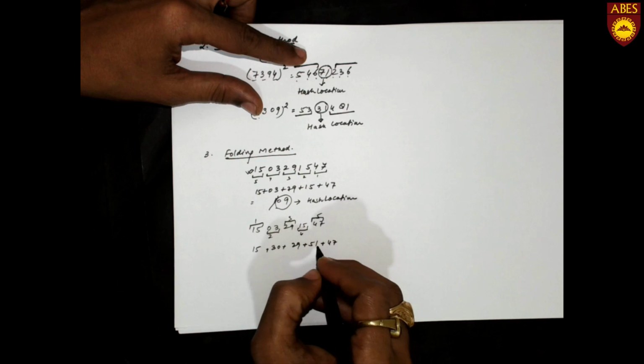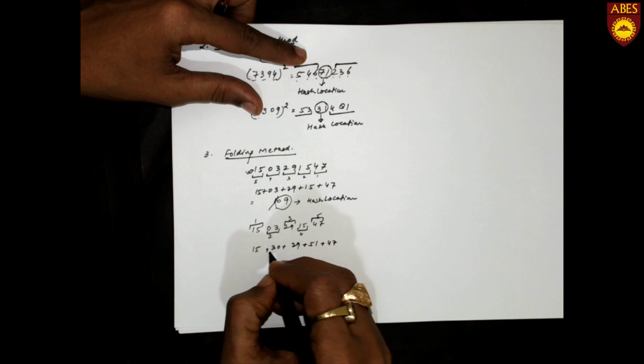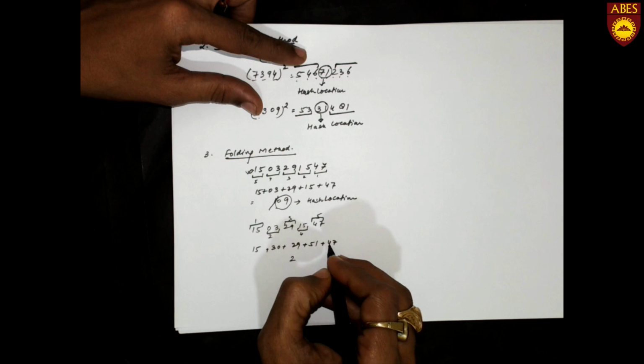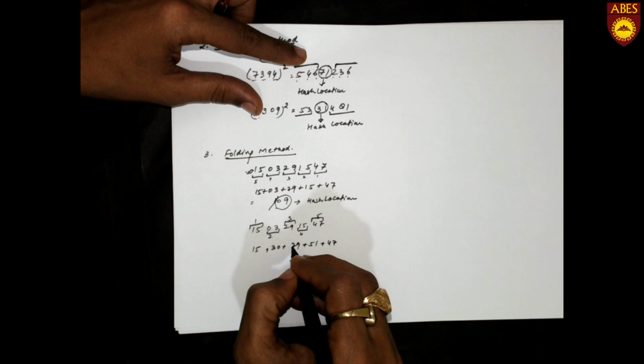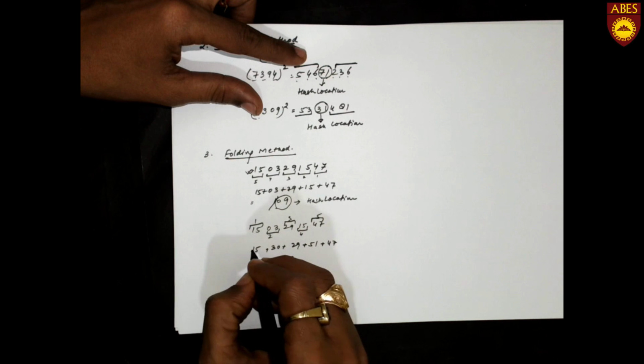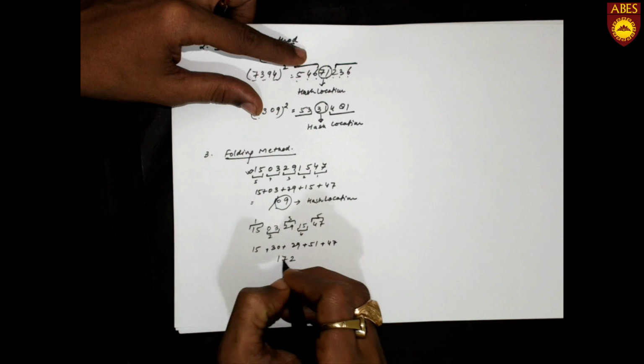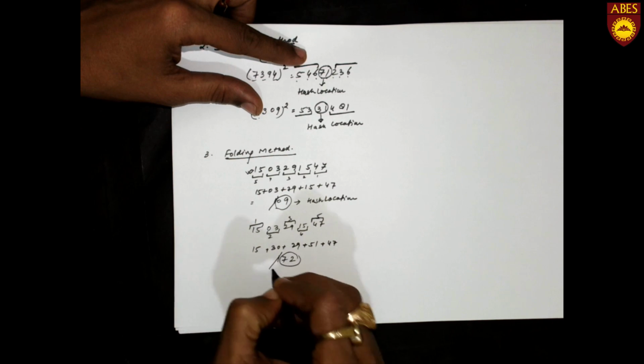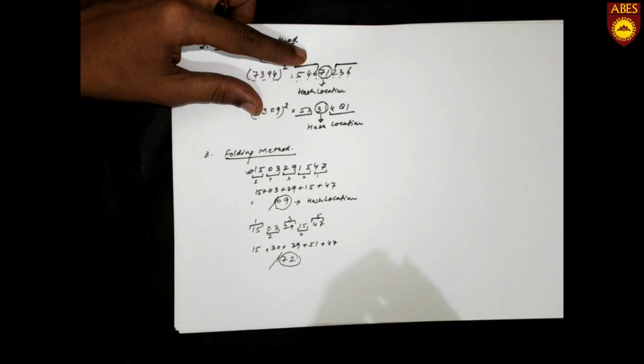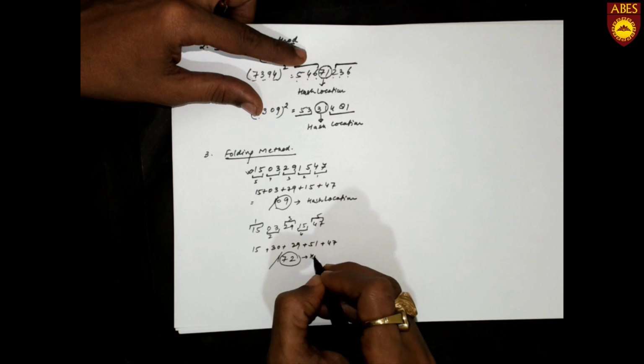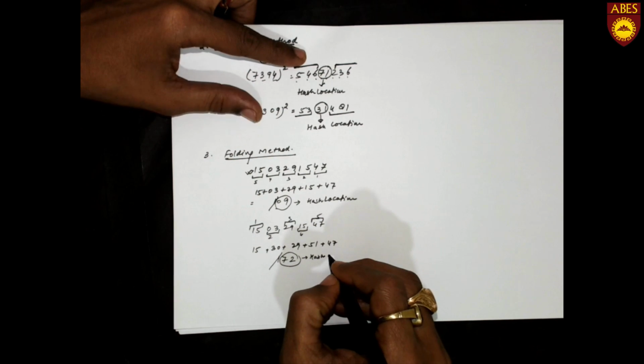Now I get 7 plus 1 is 8, 9, 17, 22, 6, 5, 11, 2, 13, 16 and 17. So out of these two I take only 72 and 1 is discarded. So 72 is the hash location of this key in the hash table.